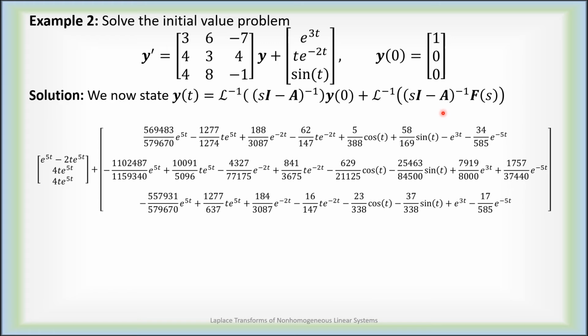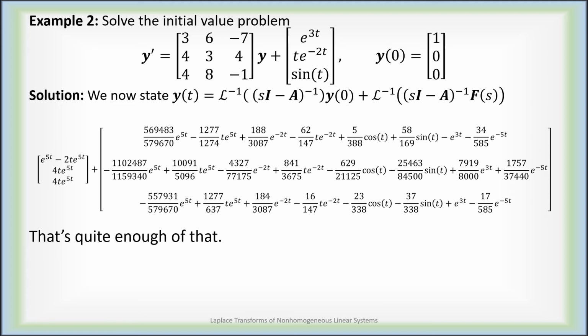However, this example was made to try to be pretty ugly. The forcing functions involved e to the 3t, t times e to the minus 2t, and a sine function. Notice that e to the 5t was the only exponential that was a solution in the complementary homogeneous system, so at least I didn't use any forcing functions that were solutions to the homogeneous linear system, but otherwise this was built to just be a real mess, and it was.